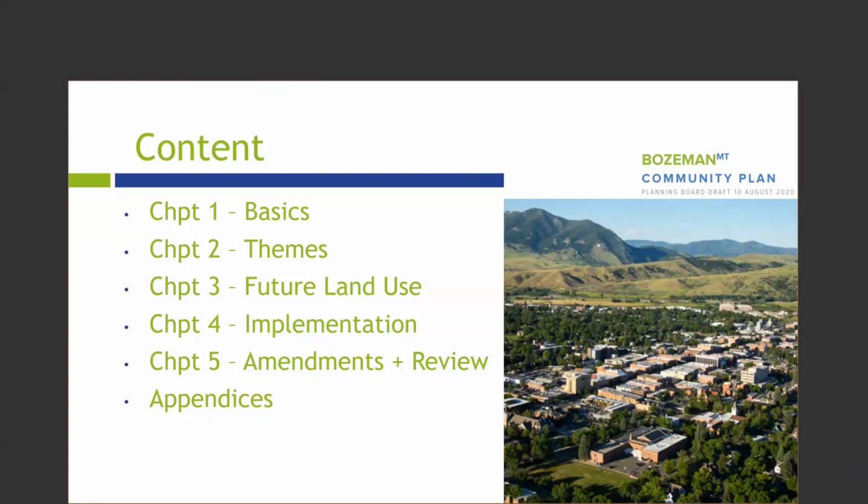Chapter 3, future land use, where we're going to spend most of our time today, is looking at the future land use. Chapter 4 talks about implementation, what steps are going to happen to carry out the plan. Chapter 5 looks at amendments, and we'll spend a moment there in this presentation, and then the appendices dig deeper into things like the public outreach process, trend analysis, projections for future needs, those kinds of things.